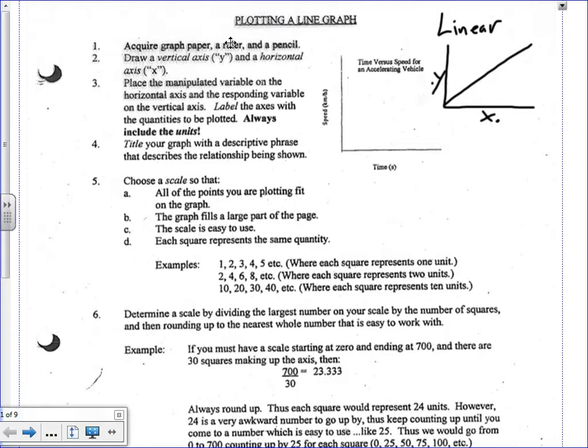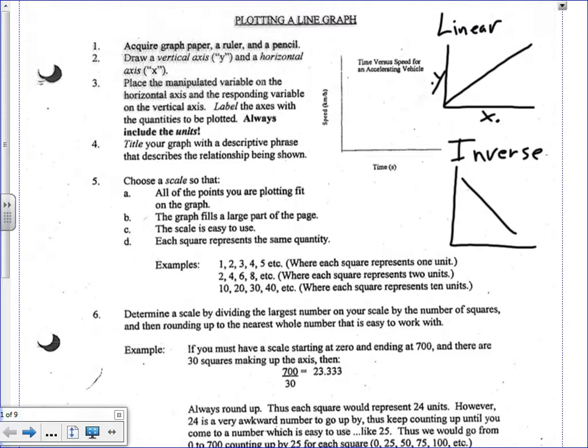Other kinds of relationships: inverse. In an inverse relationship, it's kind of like a linear relationship except the other way. That means that as the manipulated variable increases, the responding variable decreases by a similar factor. Meaning if I was to double the manipulated variable, the responding variable would probably be cut in half. That would be an inverse relationship.